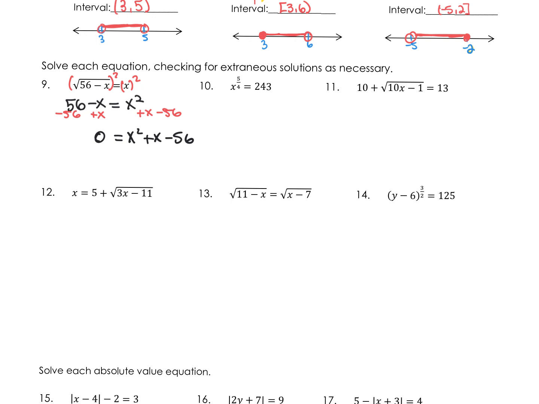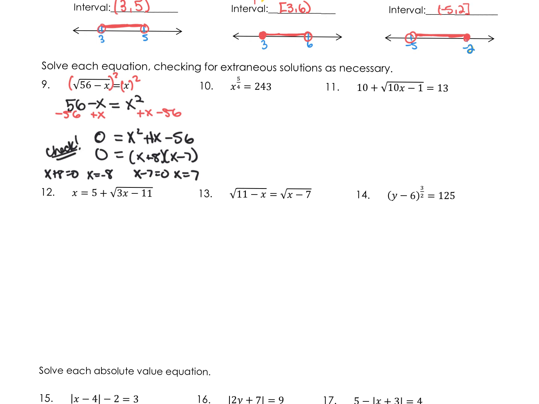If you want to write out the little steps here for that, you can. You'll subtract 56, add x to both sides. Then we're going to factor. So we're looking for two numbers that multiply together to get negative 56, add together to get 1, because there's an invisible 1 here. That'll be x plus 8, x minus 7. Set both of those factors equal to 0. And you'll get x equals negative 8 and x equals 7. But remember, radicals are the ones where you want to check. So you do need to check these answers because one of those will not work.